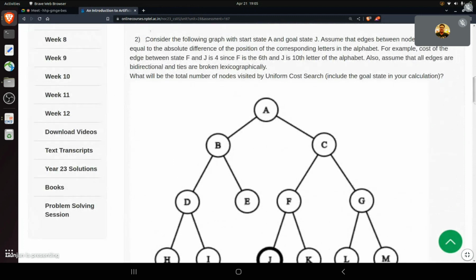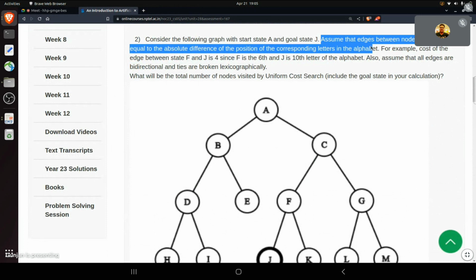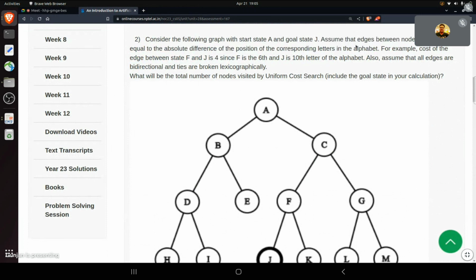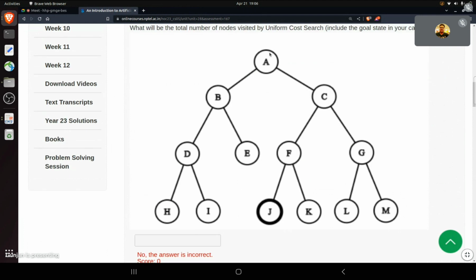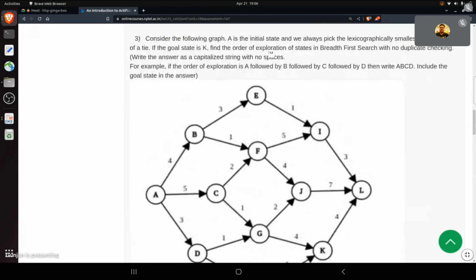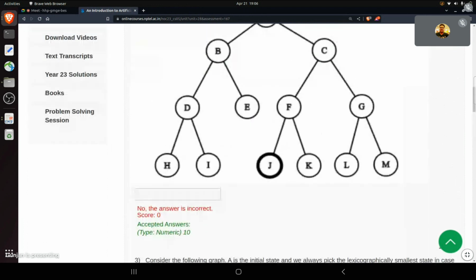So consider the following graph with start state A and goal state J. Assume that the edges between the nodes have cost equal to the absolute difference of the positions of the corresponding letters. For example, the cost of the edge between states F and J is 4, and assume all edges are bidirectional and ties are broken lexicographically. The set is always lexicographic. Okay, this is fine.